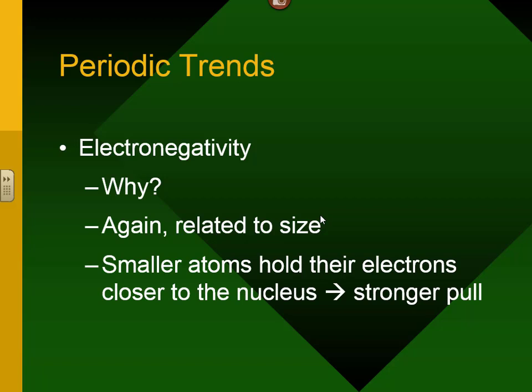Smaller atoms hold their electrons closer to the nucleus. Again, it's that distance between the protons and the electrons, and how that changes the strength of the force, or the strength of the attraction. That means there's a stronger pull on the electrons because they're closer to the nucleus. So a smaller atom is going to be winning the tug of war in a bond with a larger atom. The smaller atom is going to have the electrons closer to it.